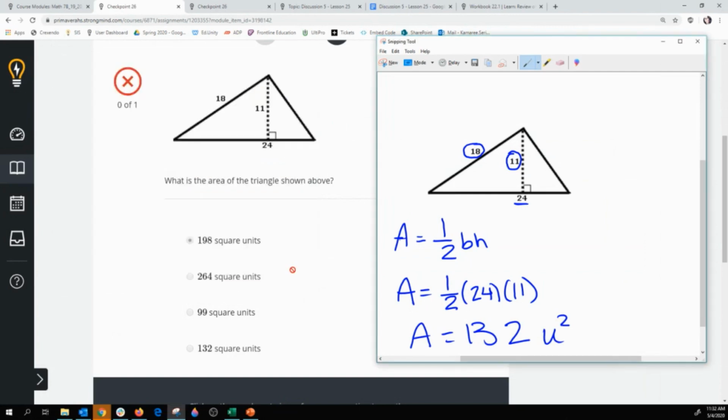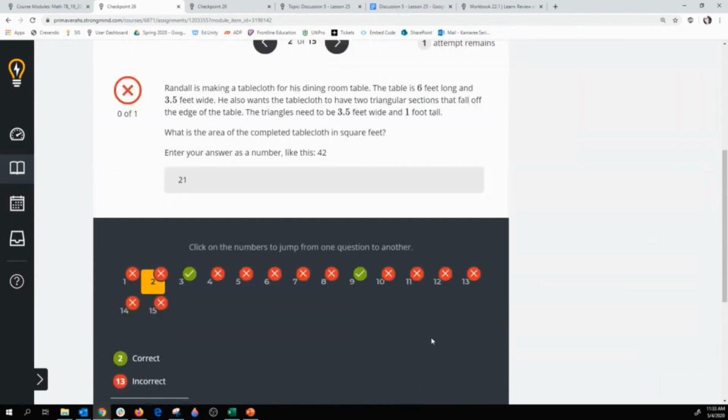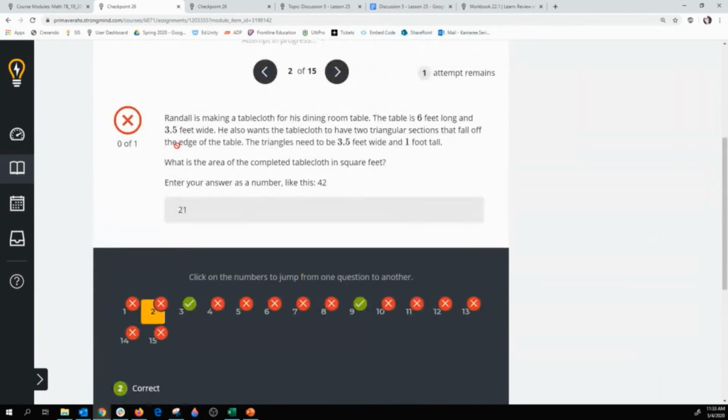So remember, your height is always a straight line. It's not at a slant, and your base is always going to be the bottom. Questions on this one, or are you okay? All right, next problem is this question talking about Randall making a tablecloth.